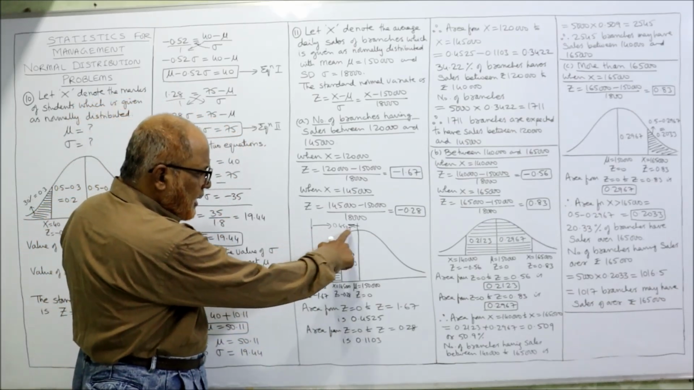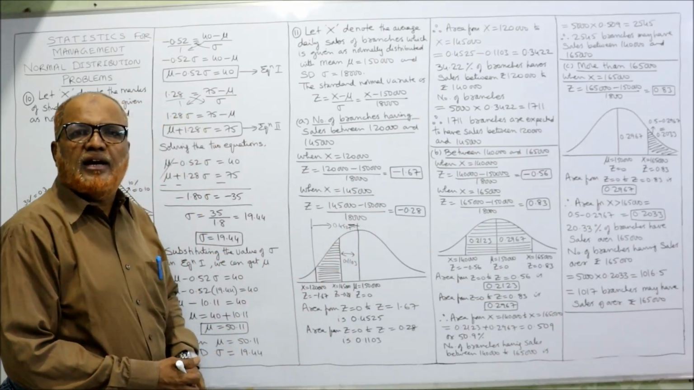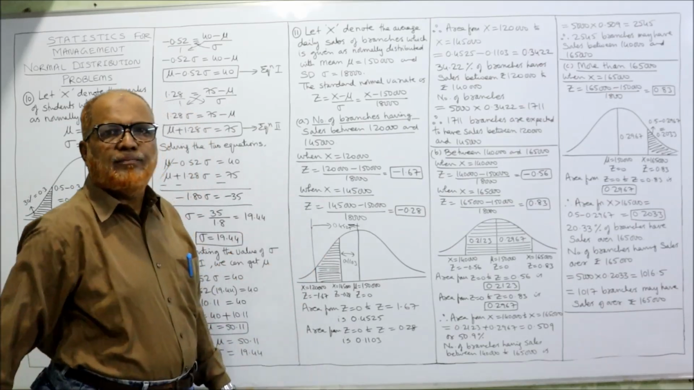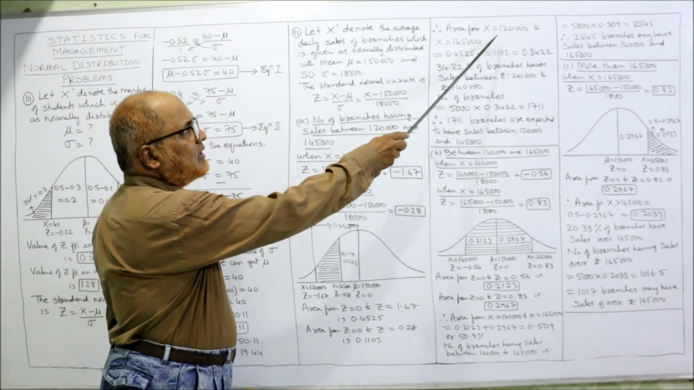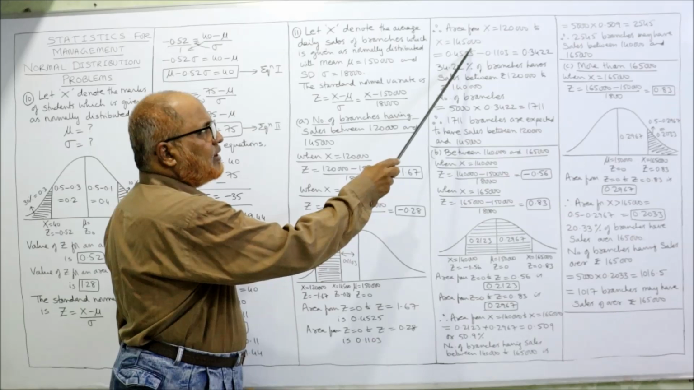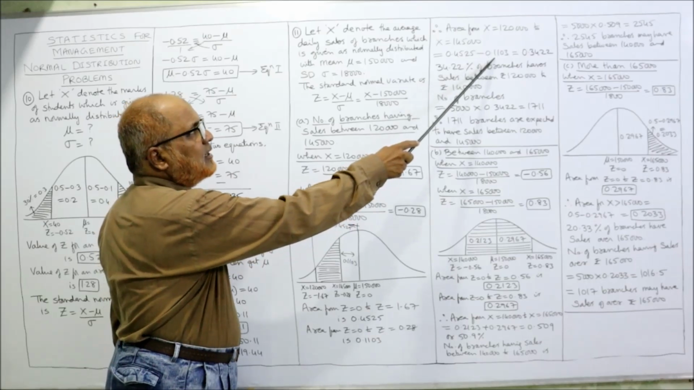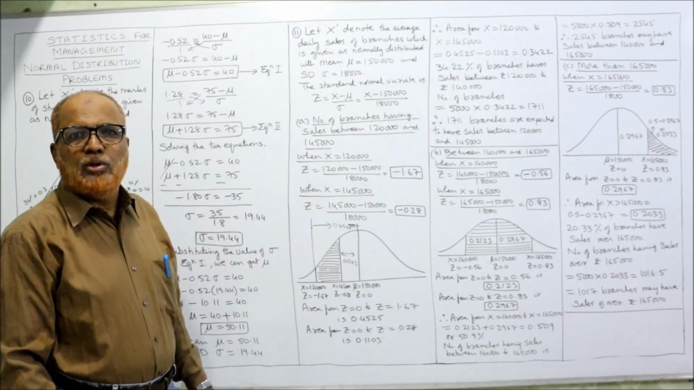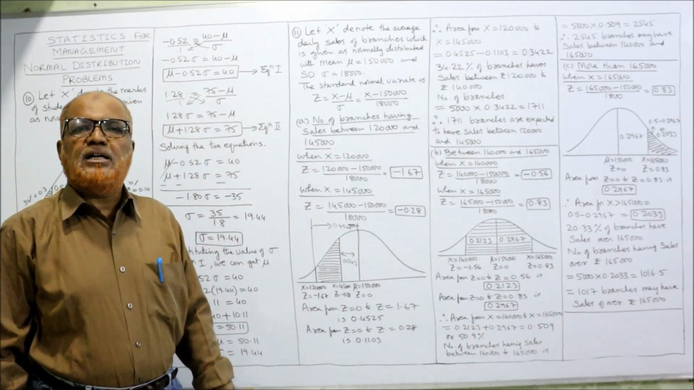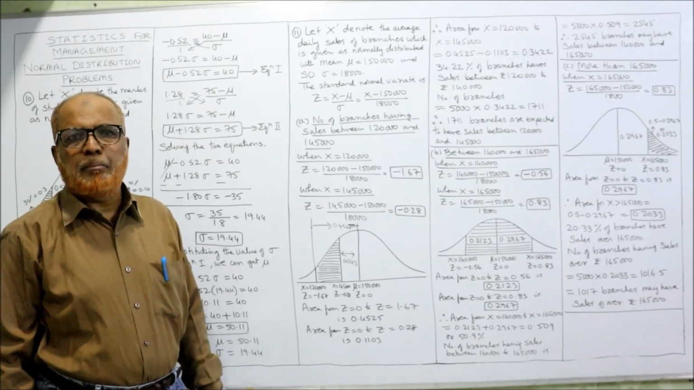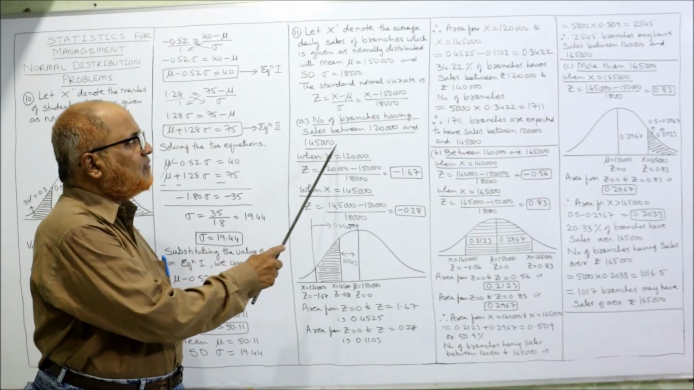So from the total area 0.4525, we subtract 0.1103. So we will get the area of this shaded region. That's what we want, right? So here the area from x equal to 120,000 to x equal to 145,000 is 0.4525 minus 0.1103. You will get 0.3422. So this shaded area is 0.3422, or we can say 34.22% of branches have sales between 1,20,000 and 1,45,000.